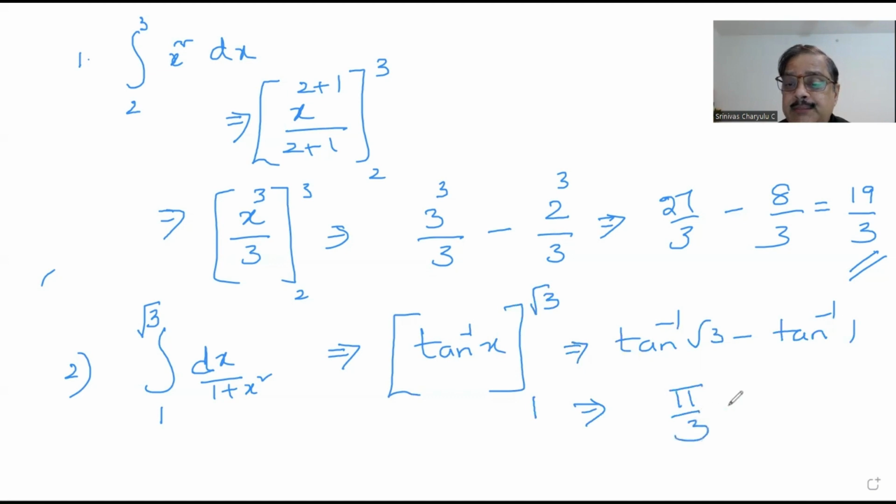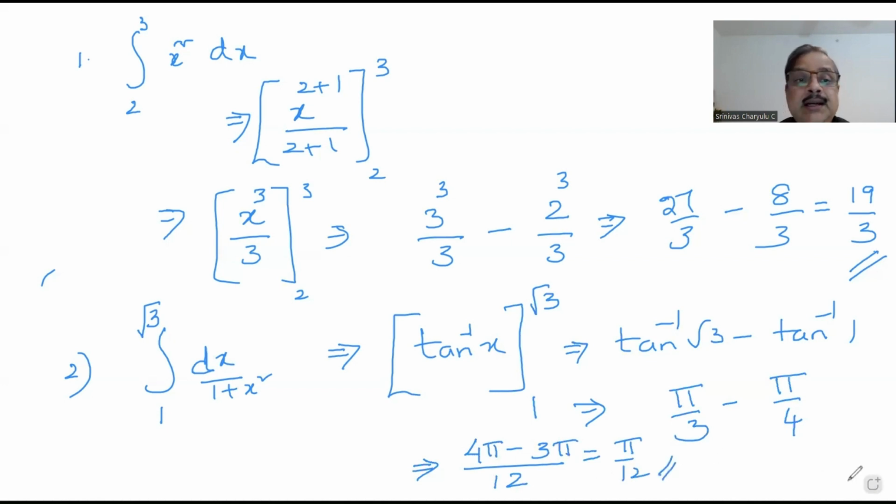In radians, I'm writing here pi by 3. The value of tan inverse root 3 from trigonometry is pi by 3. Tan inverse 1 is nothing but pi by 4 because tan 45 is 1. Tan 45 is 1 and tan 60 is root 3. Therefore, tan inverse of 1 is 45 degrees, and tan inverse of root 3 is pi by 3. What is the LCM for 3 and 4? 12. So 3 will go 4 times, 4 pi. 4 will go 3 times, 3 pi. So pi by 12. This is the answer for this. Let us see the third sum.